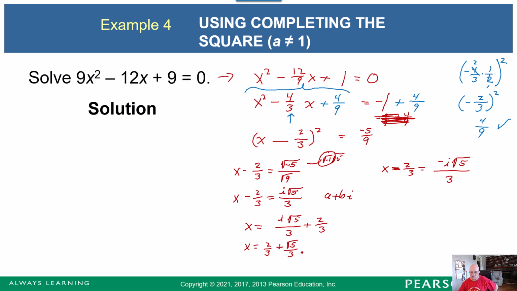And you can put them in a solution set. And if you want to, you can combine them: 2/3 plus or minus the square root of 5 over 3i. There you go. 2 solutions. And if you're wondering, yes, you can take this and put it into your calculator for x, and then take that x and put it into this equation, and you should end up with 0.